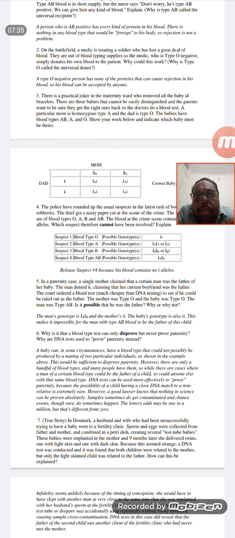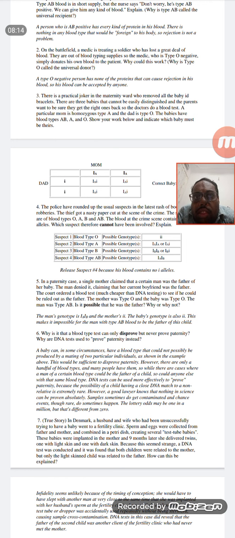A particular mom is homozygous for type A and the dad is type O. The babies have blood types AB, A and O. Show your work below and indicate which baby must be theirs. The question is very clear: the mom is homozygous type A, not heterozygous, that means capital I A, capital I A.